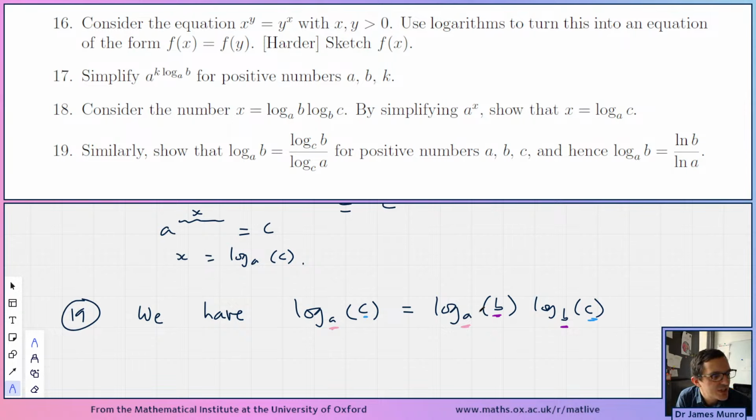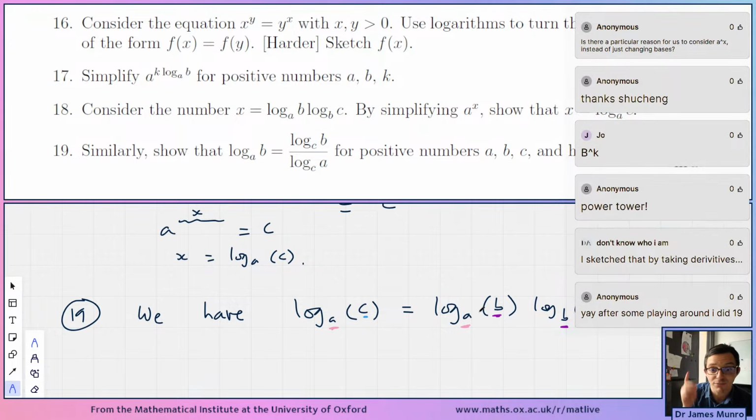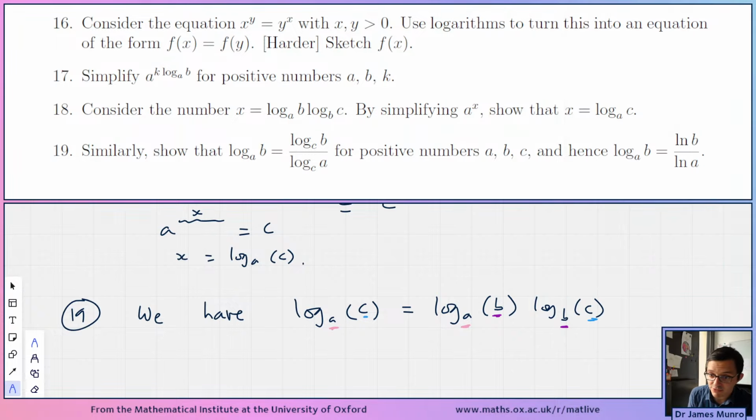Is there a particular reason for us to consider a to the power of x instead of just changing bases? I'm trying to prove the way that change of base works. So if you've learnt change of base as just a fact, then this is a proof of how that works. The thing I can do at the end here is to divide through, to take this fact and just divide through. So move this onto the left hand side. Log base a of b is just log base a of c divided by log base b of c, just by dividing.